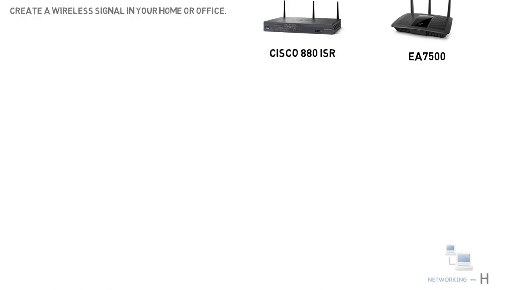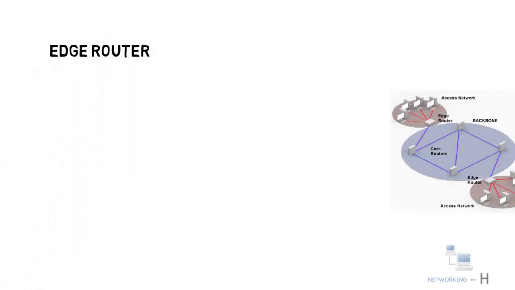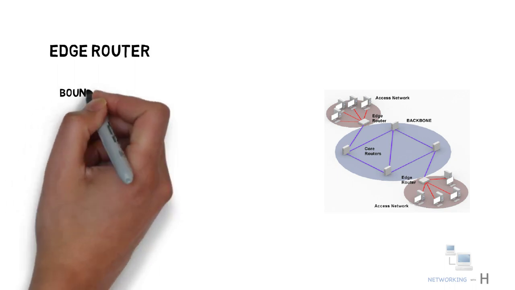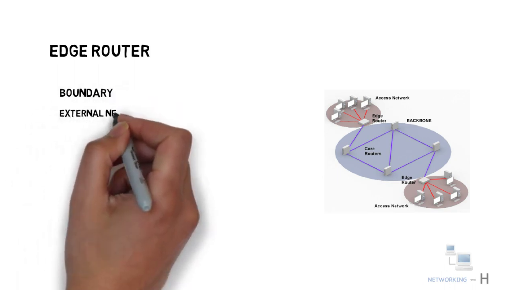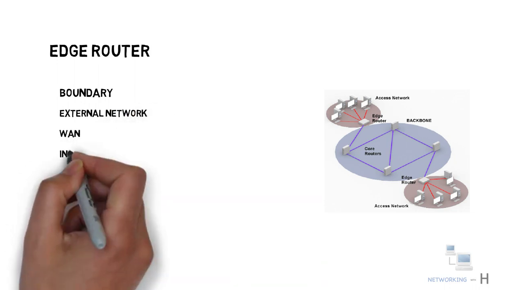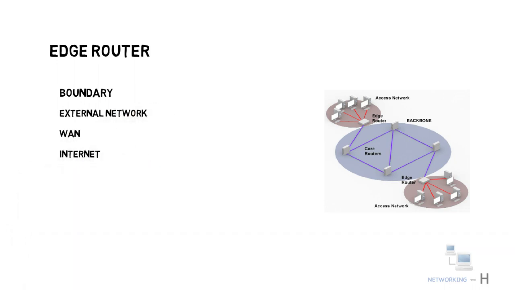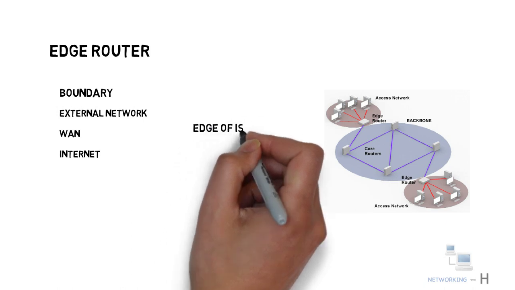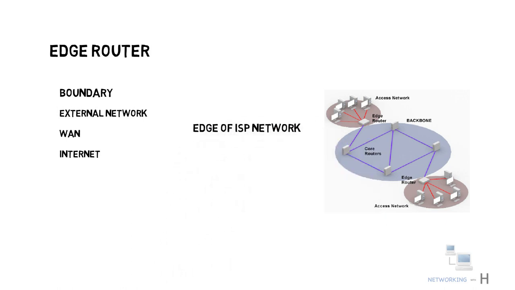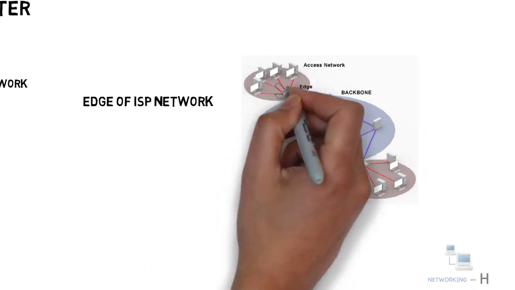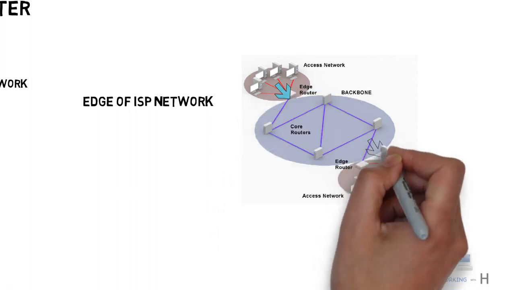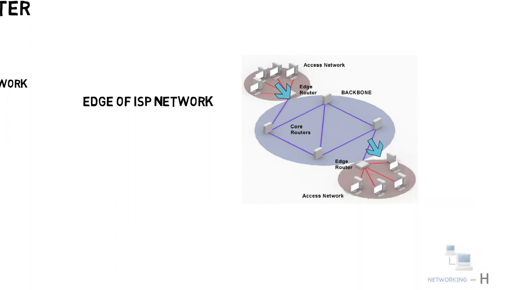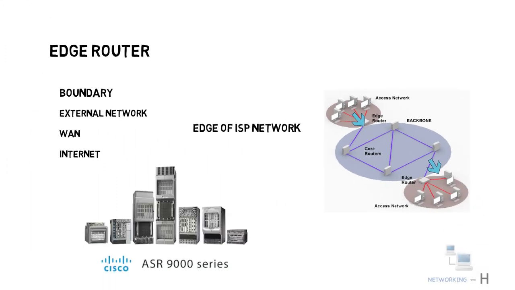The next router is the edge router, which is a specialized router residing at the edge or boundary of a network. This router ensures the connectivity of its network with external networks, a WAN, or the internet. This type of router is placed at the edge of the ISP network. Edge routers inject classified traffic from the customer into the core and forward traffic from the core to the customer. Cisco ASR 9000 series routers are one of the examples of Cisco edge routers.